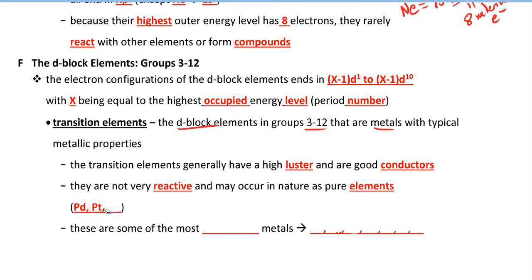So we do see things like palladium, platinum, gold, silver, copper. These elements are reactive, but not super reactive, so we do actually see them in nature as pure elements, more easily recognizable as metals. These are some of the most well-known metals. Things like gold, silver, copper, mercury, platinum, titanium, and nickel are all examples of these transition elements in the d block. And they all end in the principal energy level minus 1 and d1 up to d10. Okay, all right, that's it for pages 3 and 4.